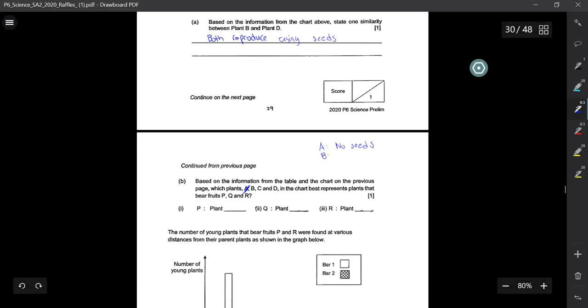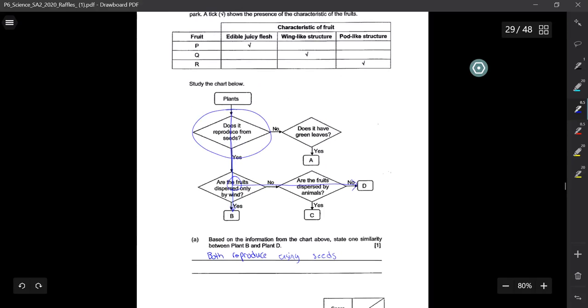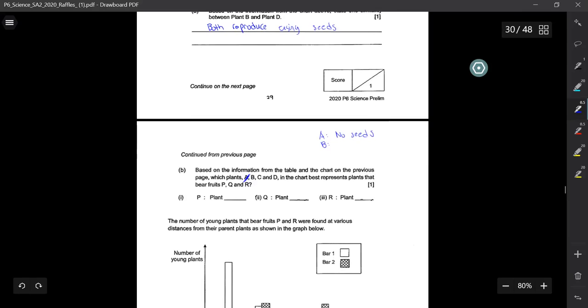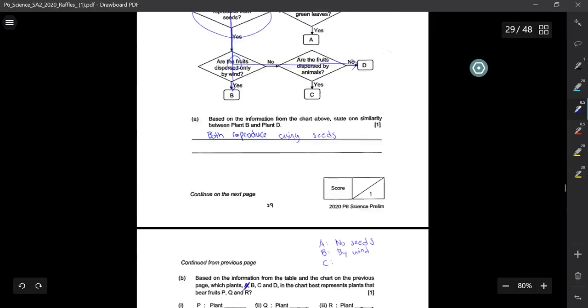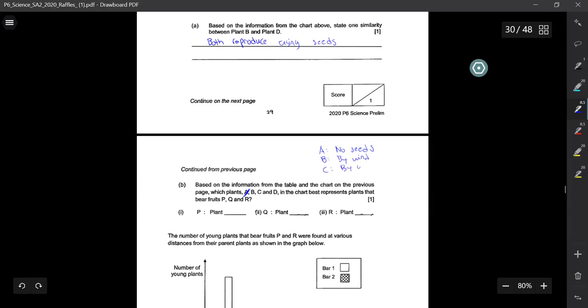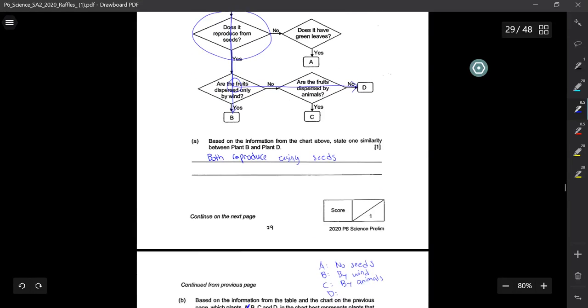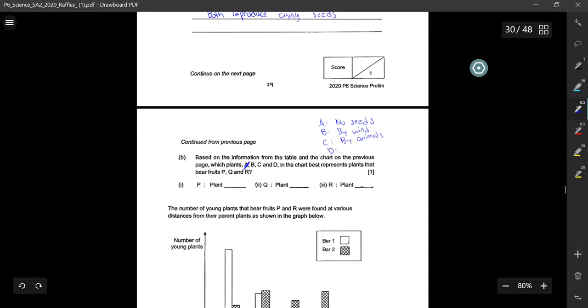And then what does B do? So look at this. B, the fruits are dispersed only by wind. So this is by wind. That's right here, so it's easy to see. And then C, what does C do? C is by animals. And D. Okay, let's look at D. D is none of them. None of the above. So let's write that down right there.